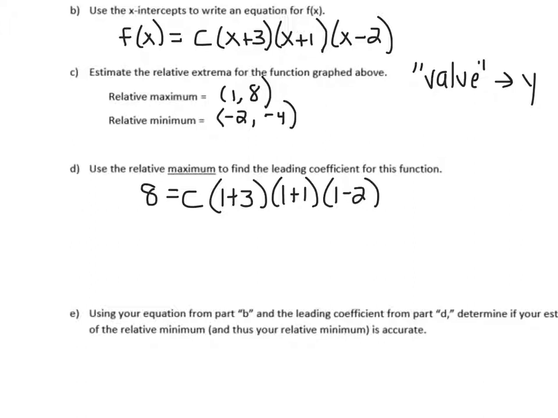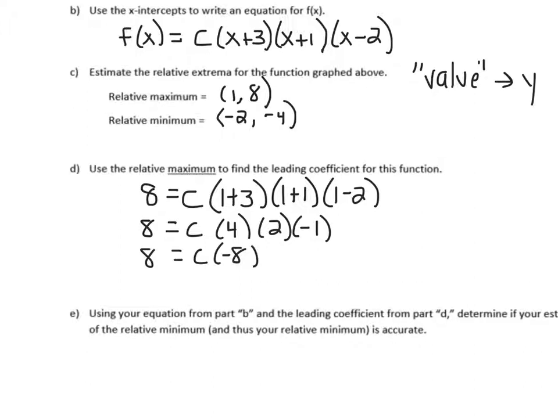All right, so let's just solve for c. So let me bring down the 8. I'm going to bring down the c. And then, let's see, 1 plus 3 is 4. I might as well just write these. So we have a 4. 1 plus 1 is 2. And 1 minus 2 is negative 1. So bring down the 8, bring down the equals, bring down the c. If we multiply 4 times 2 times negative 1, that gives us negative 8. So to finish solving for c, let's just divide both sides by negative 8. And that leaves us with c equals, well, 8 divided by negative 8 is negative 1. So this is the answer.